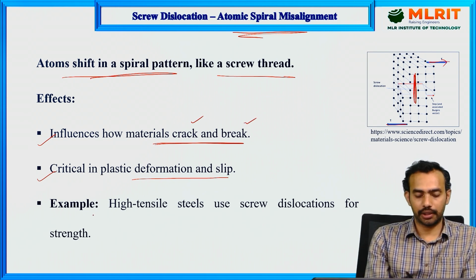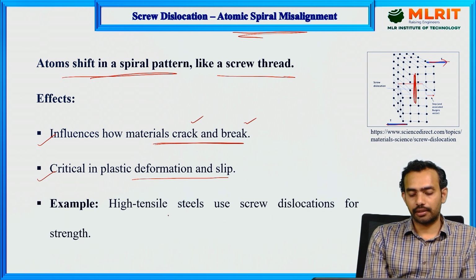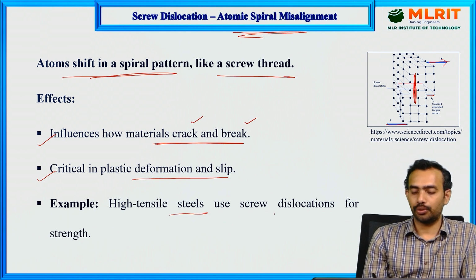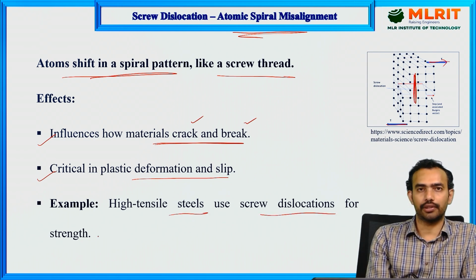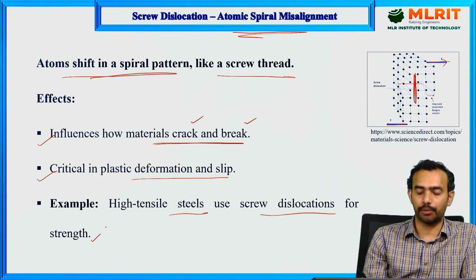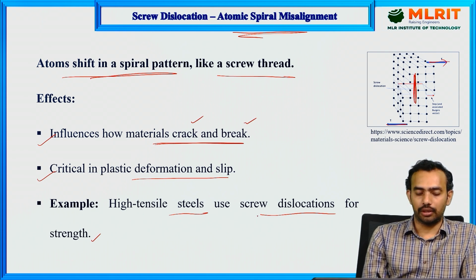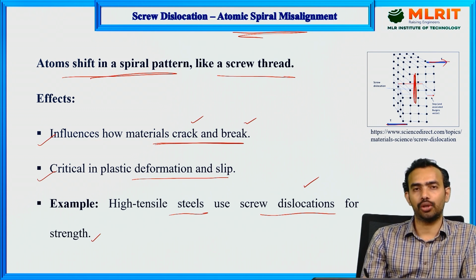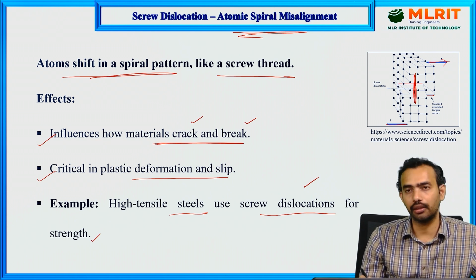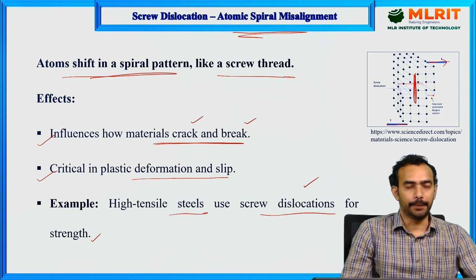If I look at an example, high tensile steel uses screw dislocations for strengthening, for improving the strength. These high tensile steels use these screw dislocations carefully and in a controlled manner, so that the strength can be tailored.